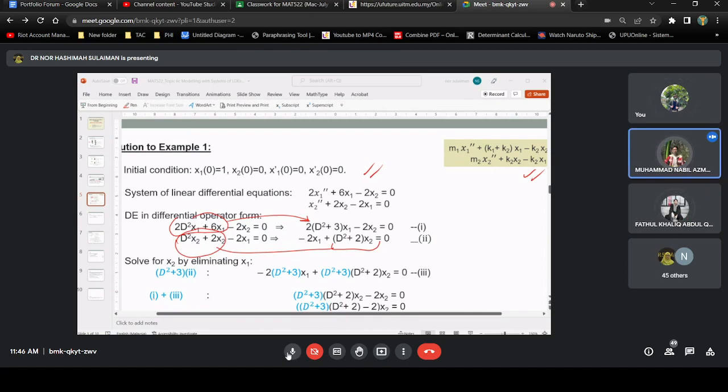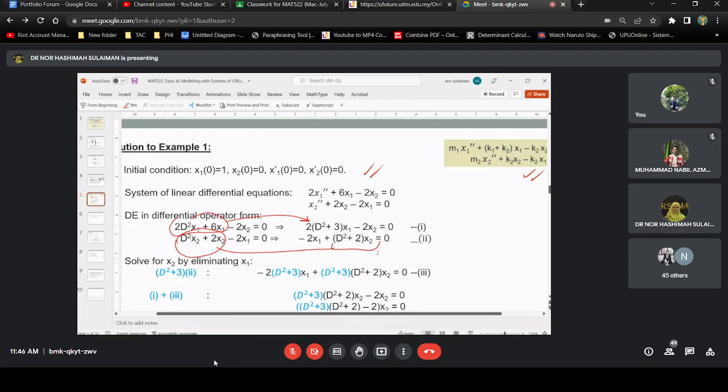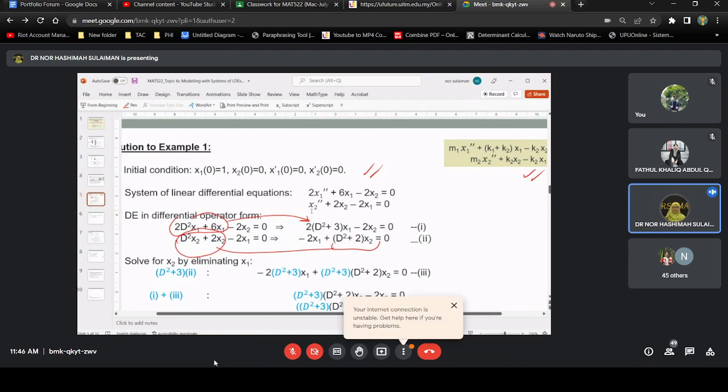Yang kedua. Pertama ataupun kedua? Salah tak apa, yang penting dua-dua boleh. Tapi yang mana satu yang lagi straight to the point? Yang kedua kan? Sebab apa yang kedua? Sebab direct ada X1 je. Sebab kita dah tahu X2. Lepas tu daripada X2 kita boleh cari X2 double prime, betul?